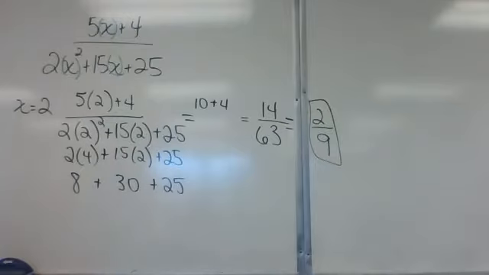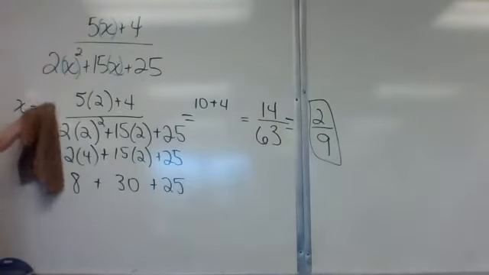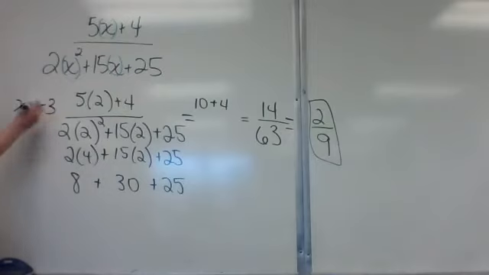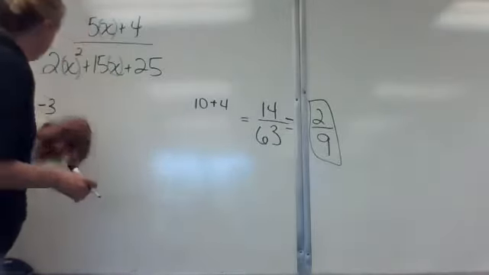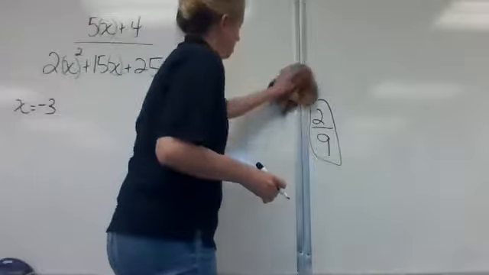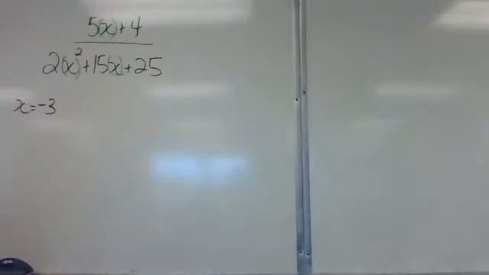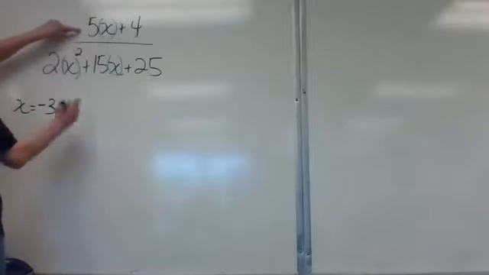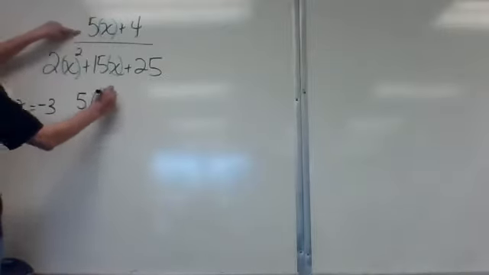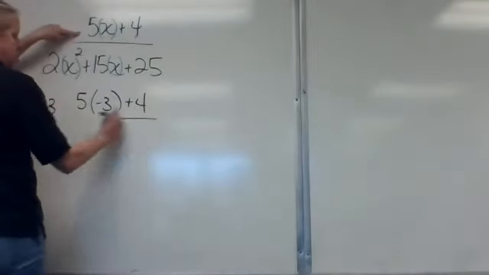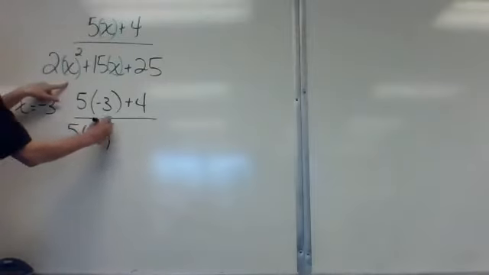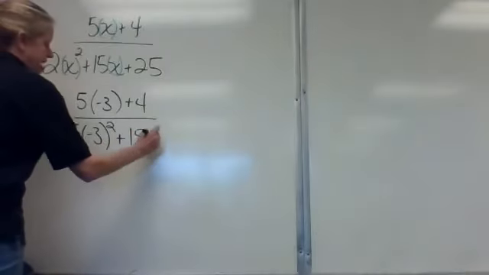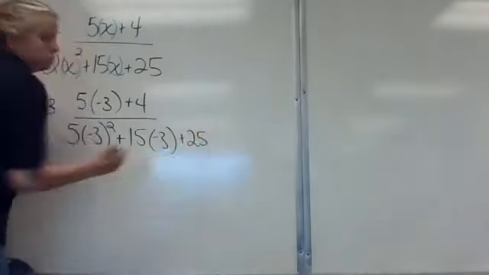Right, number 3. Same thing, we're going to do x equals -3 this time. So it wants me to change all my x's to -3s. So again, same problem. I'm just replacing the x's with -3. So I have 5 times -3 plus 4 over 5 times -3 squared plus 15 times -3 plus 25.